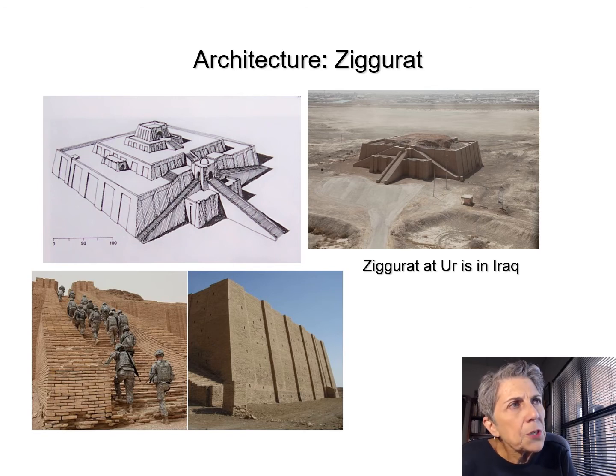And in that picture, you can see the schematic drawing, what we think it looked like. That's where you would have the storage of grains. That's where you would have a priest. That's where you would have some of those statues.